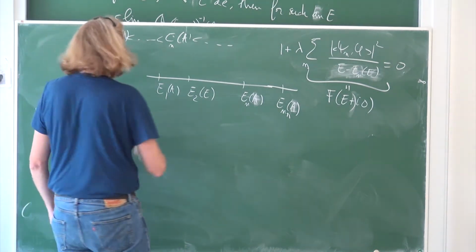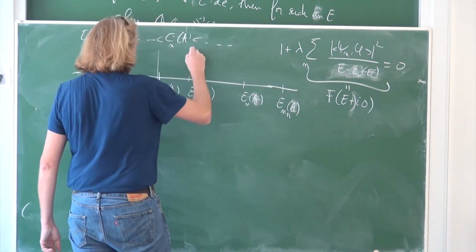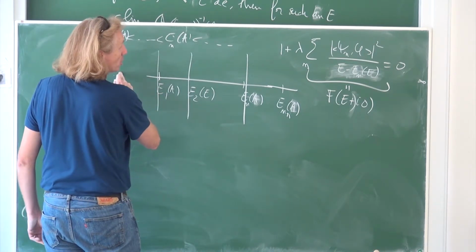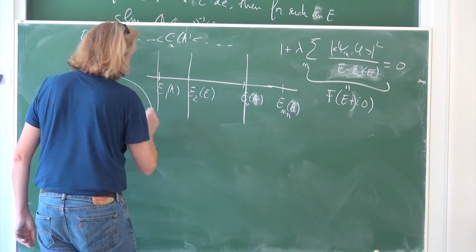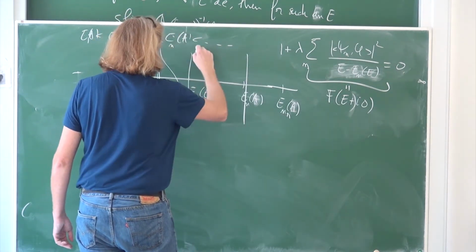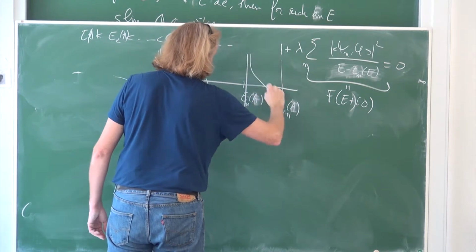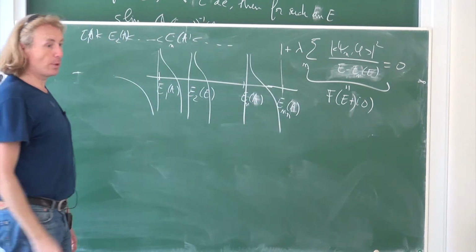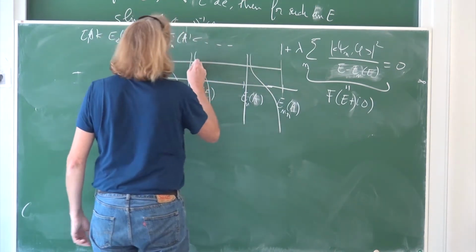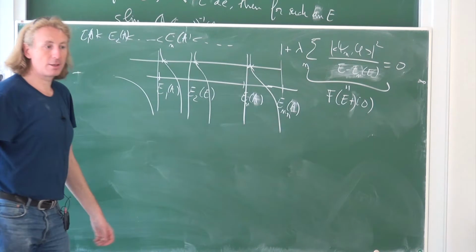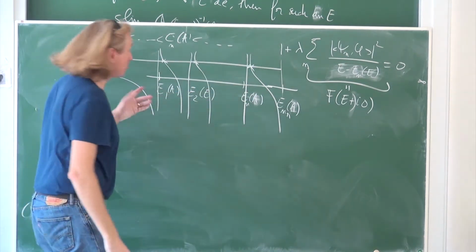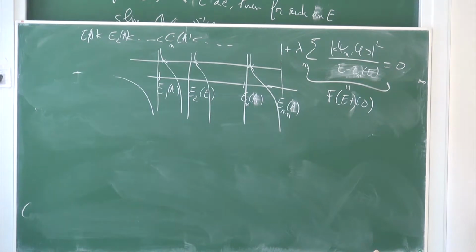But now what you know is that this function has a pole at each of these points. So what happens is that the functions look like this. Below, the function is always negative. I'm plotting this function, and what we are looking for is when the function takes the value minus 1 over lambda. So you see that every one of these gaps contains one eigenvalue, or if lambda is negative, you have one here.